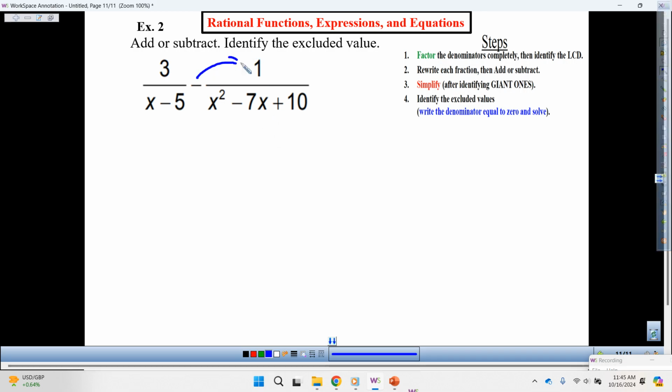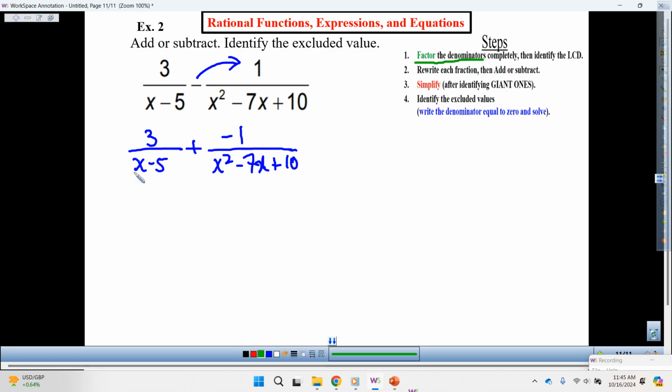Distribute the negative right there. So tell me what you write right below it. 3 over, plus, 7x plus 10. Hands if you got it right there. That is correct. Next, now that we got our addition, we need to factor the denominators.